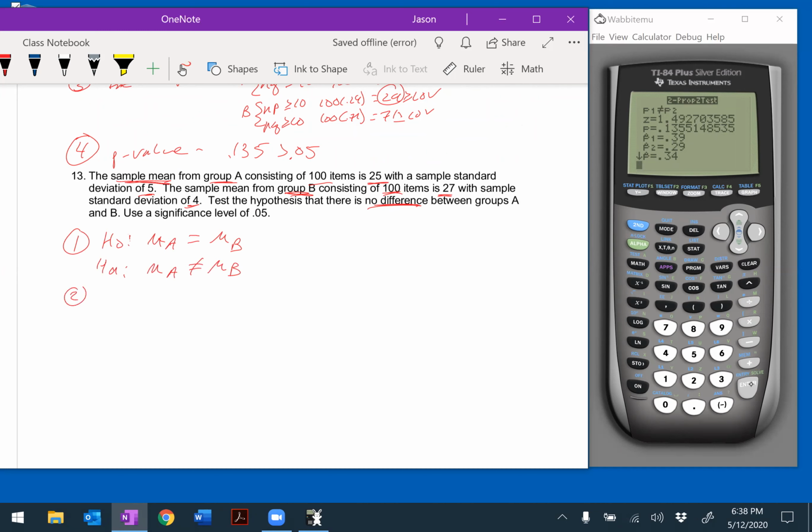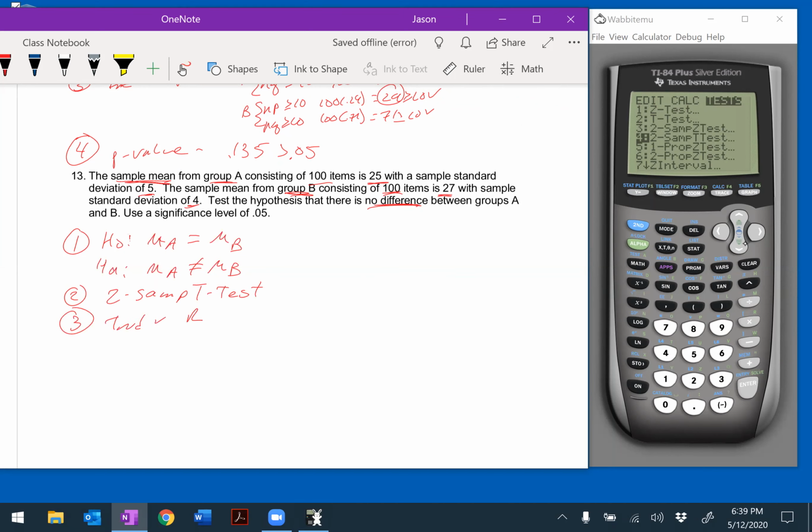Okay, number 2. What is this one going to be called? Let me make sure I get the correct name. This is a 2-sample t-test. Okay, 2-sample t-test.